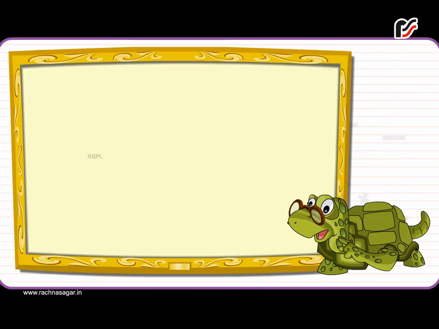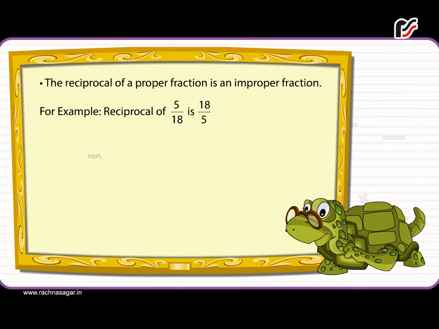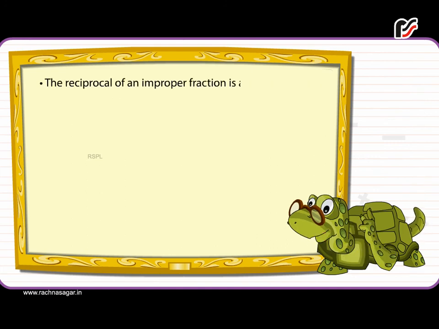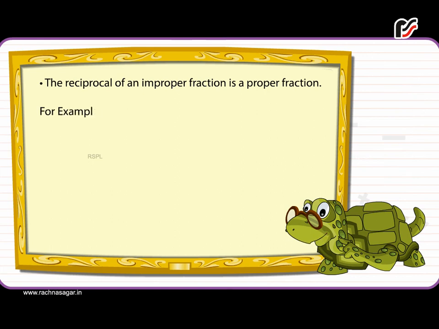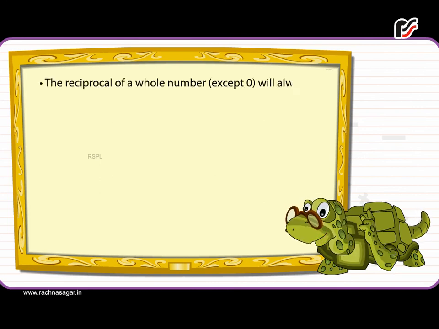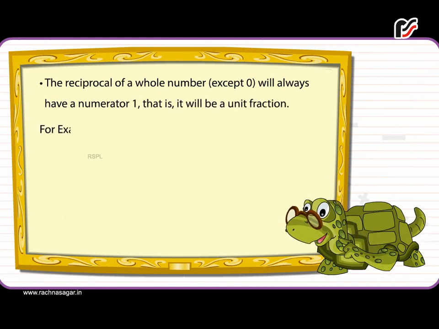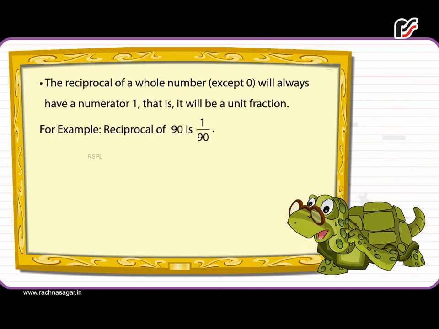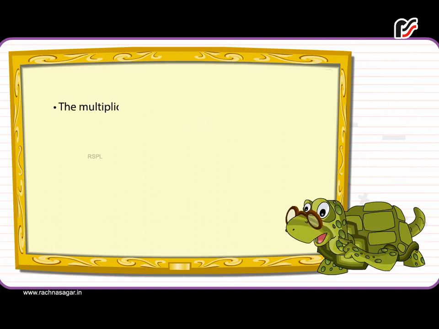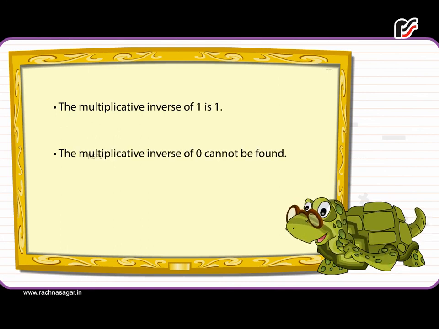Important facts. The reciprocal of a proper fraction is an improper fraction. For example, the reciprocal of 5 by 18 is 18 by 5. The reciprocal of an improper fraction is a proper fraction. For example, the reciprocal of 15 upon 4 is 4 upon 15. The reciprocal of a whole number except 0 will always have a numerator 1. That is, it will be a unit fraction. For example, the reciprocal of 90 is 1 by 90. The multiplicative inverse of 1 is 1. The multiplicative inverse of 0 cannot be found.